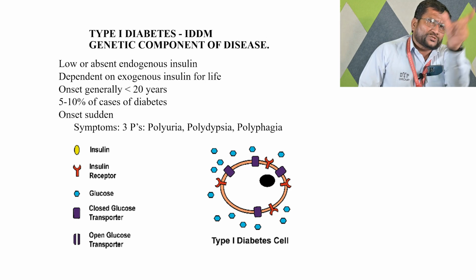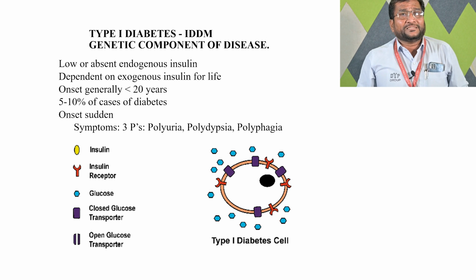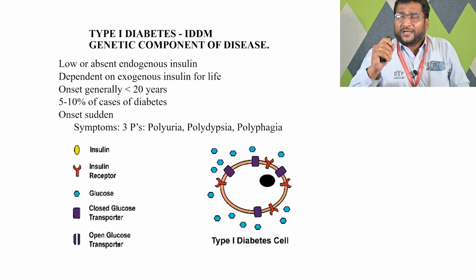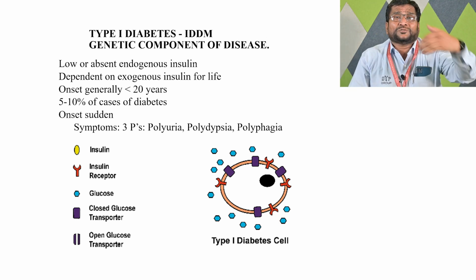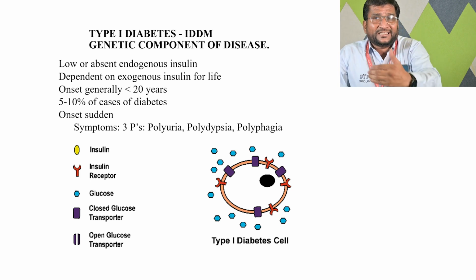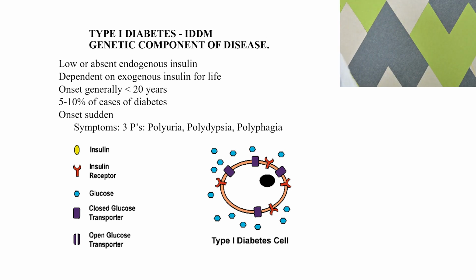The signs and symptoms, most commonly the 3 polys, are related to both type 1 as well as type 2 diabetes. So these 3 polys are polyuria, polydipsia and polyphagia. Polyuria is excess formation of urine. Polydipsia is related to excess thirst, and polyphagia means excess eating. So here in case of type 1 diabetes mellitus, glucose is available in sufficient amount, but insulin is not available, and in the absence of insulin there is no opening of the door and there is no entry of glucose.